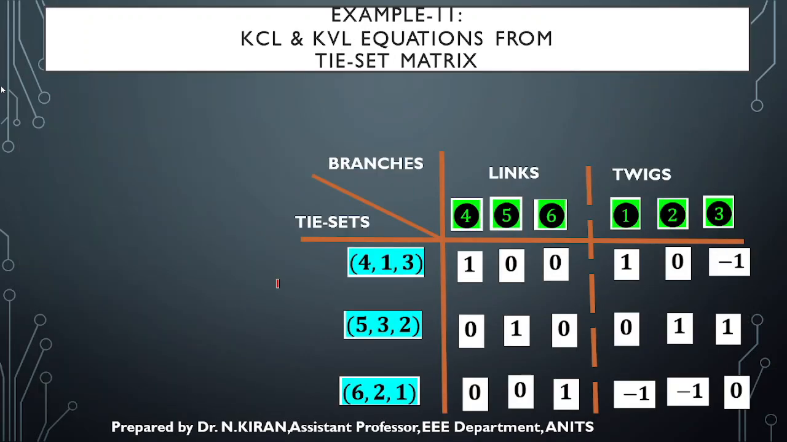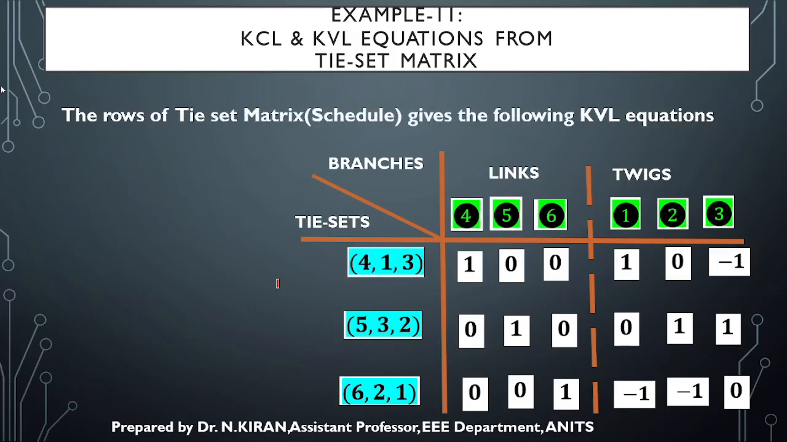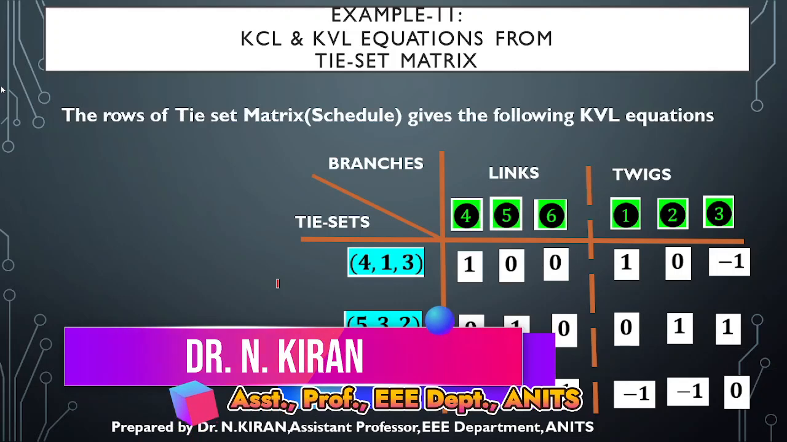So now using this we need to obtain Kirchhoff's equations, KCL and KVL equations. Remember that the rows of the tie set matrix will give you KVL equations.